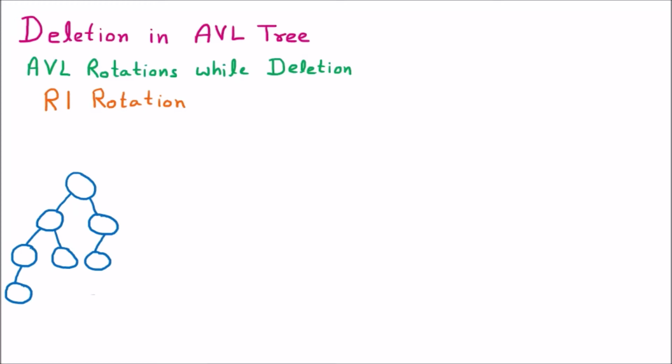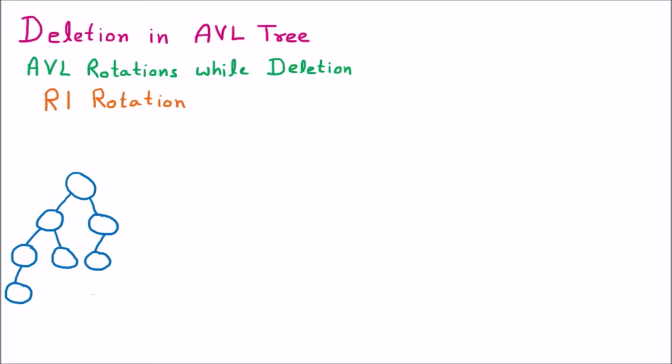Now we are discussing the R1 rotation. R1 rotation is part of deletion in the AVL. Whenever we delete a node from the AVL, sometimes the tree becomes unbalanced. Now to balance that tree, we need certain rotations. R1 rotation is one of them.